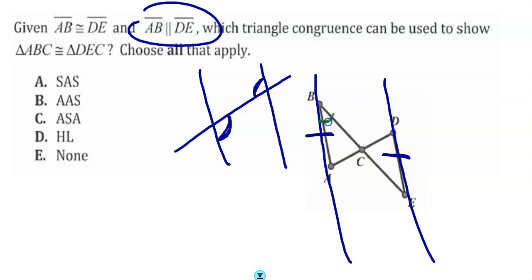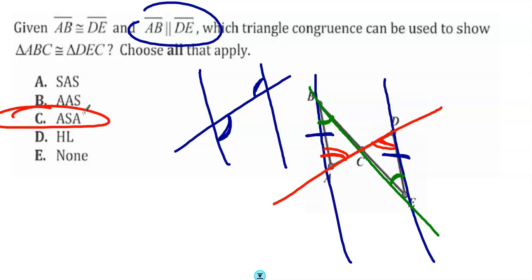What does that mean? B is going to correlate to the one that is opposite of it. So that's going to be with E. Okay? Now, what's going to go with A? D, because those are alternate interior. Bada bing. So we are in business, people. Okay, so what do I have? I have angle, side, angle.